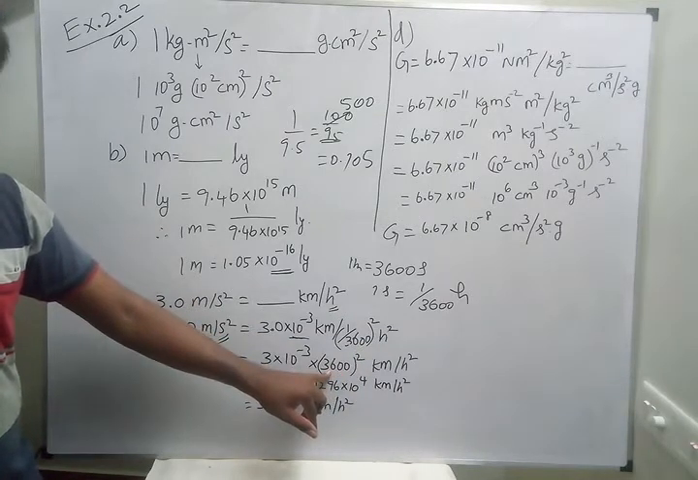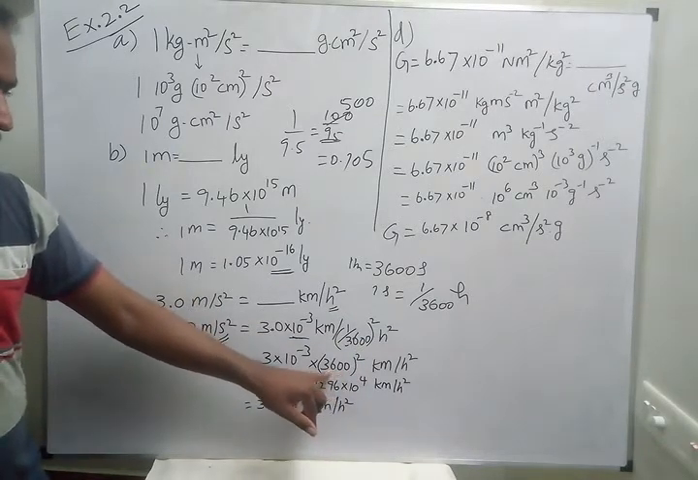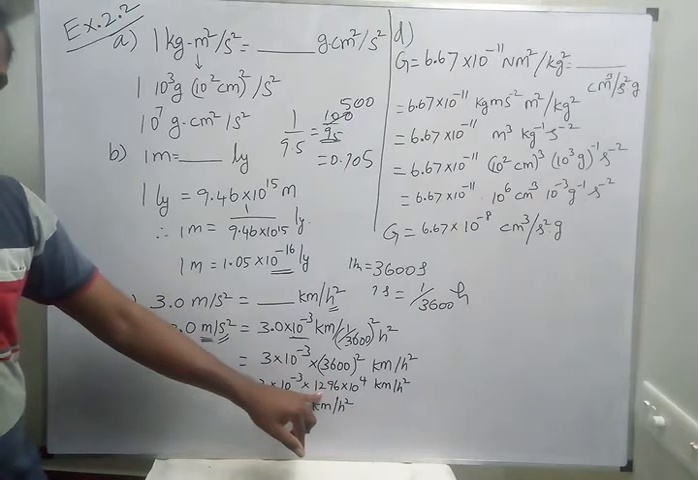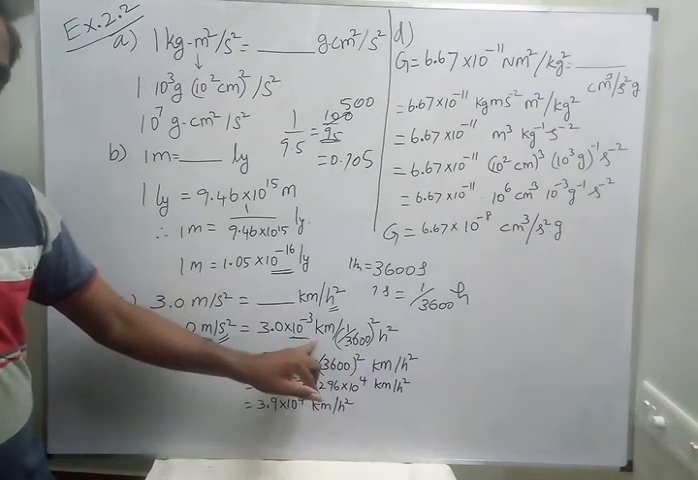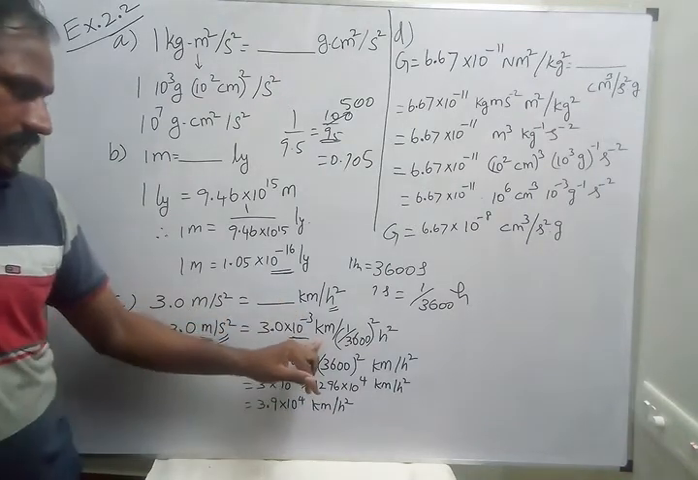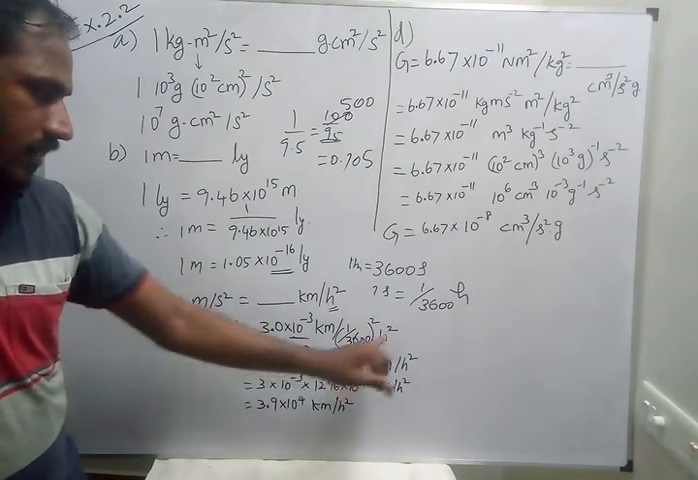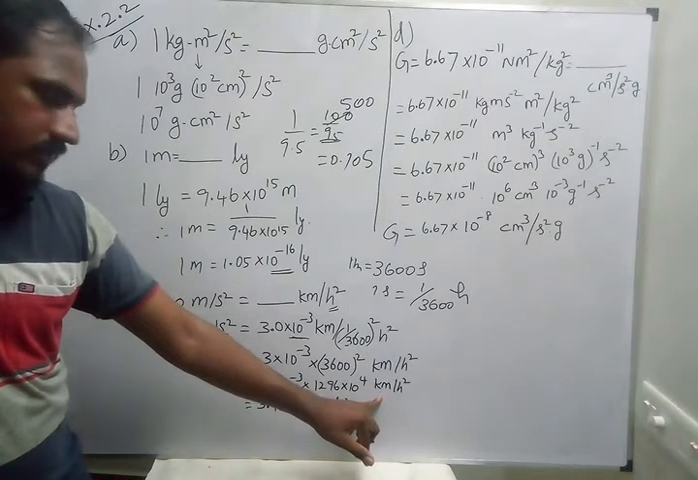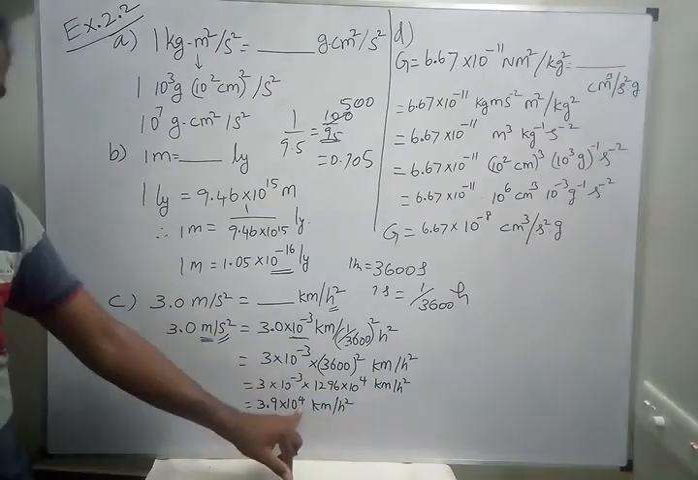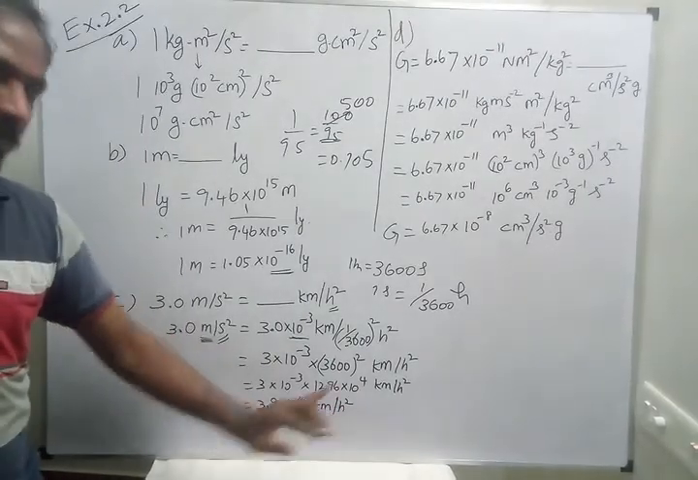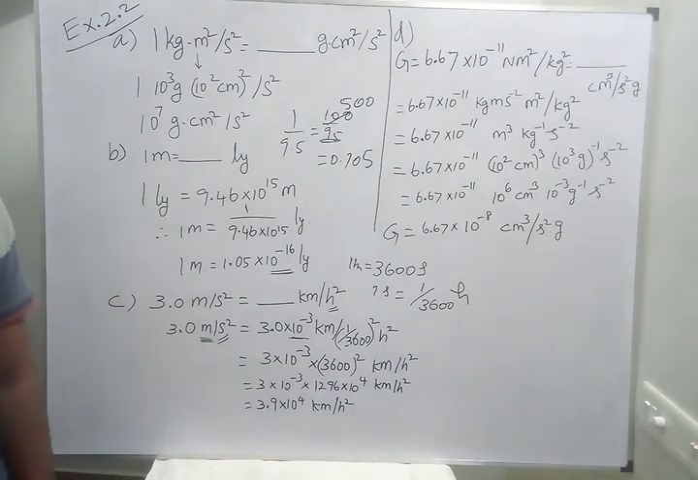First split it up into 36 square into 100 square. 36 square is 1296 and 100 square is 10 power 4. After that you unify the units, kilometer by hour squared, right, in the last. So combined you can write 3.9 into 10 power 4 kilometer by hour squared. So in this way we can convert.